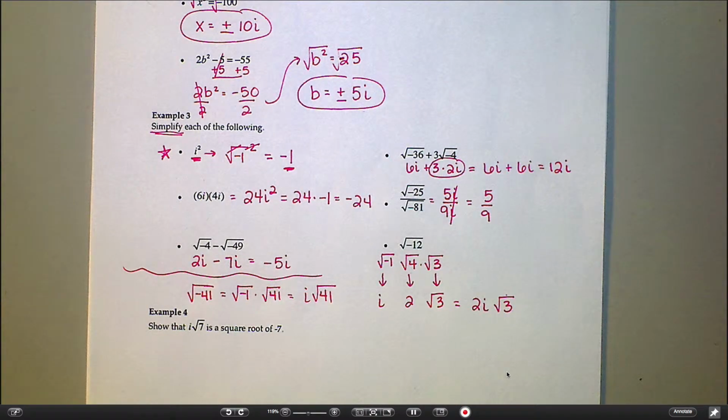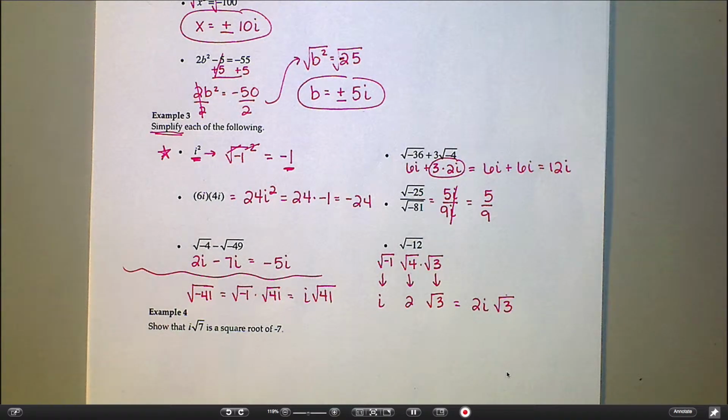Okay? So you would write it with an i on the outside to show that it's imaginary, but then just leave the square root of 41 by itself. Okay? Good question. Everyone okay with that? Anything there that seems like it's going to be tough?